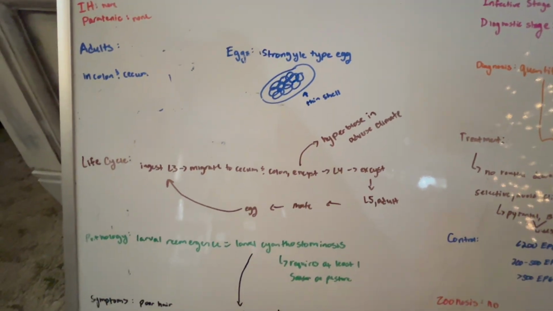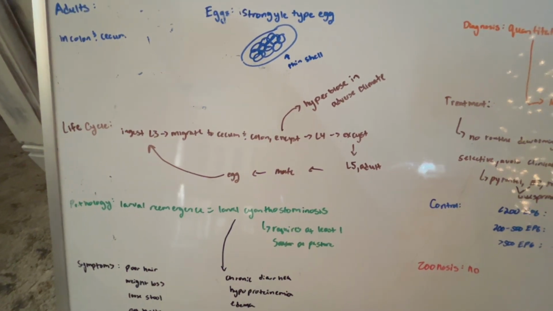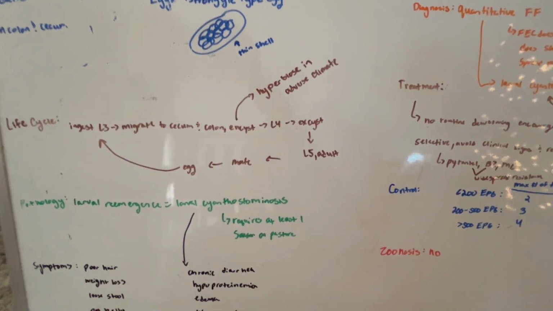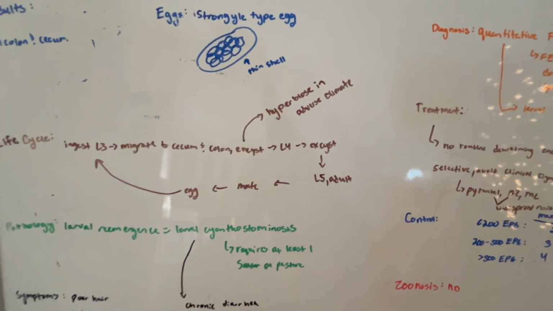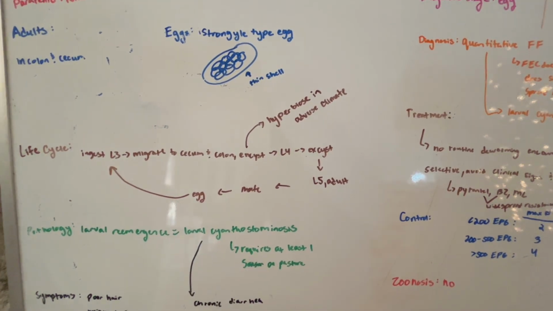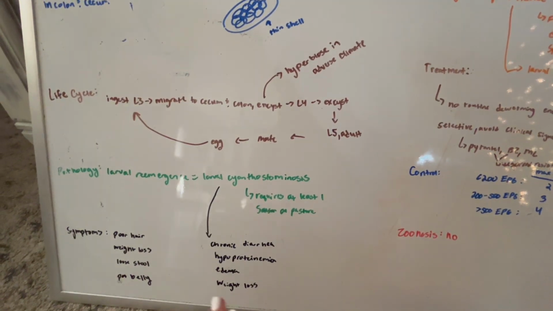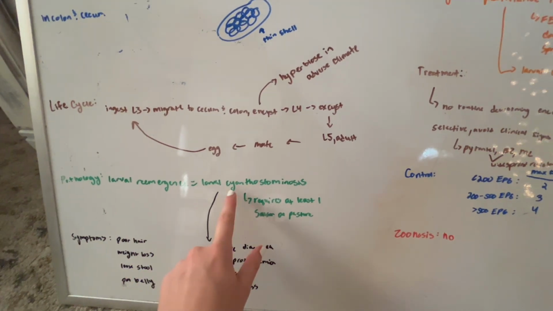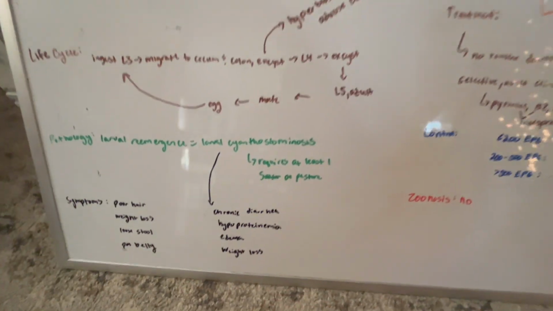Again, the horse ingests L3, which migrates to the cecum and the colon, and will encyst there and develop into an L4. Then it'll excyst and become L5 in an adult, mate, and then lay eggs. Now, if there are adverse conditions, they can hypobiose. And when the larva reemerges after it has hypobiosed, it causes larval cyathostominosis. This requires at least 1 season on pasture.